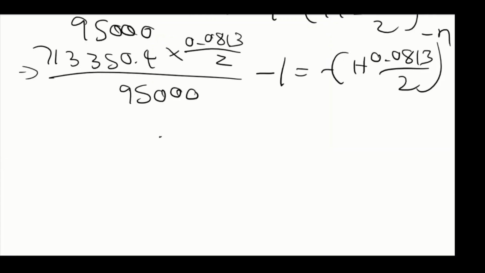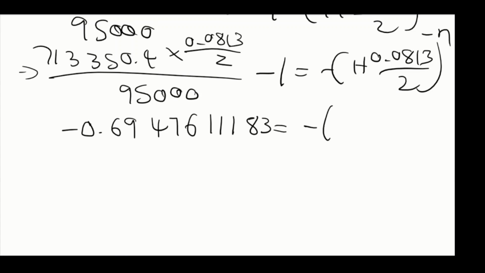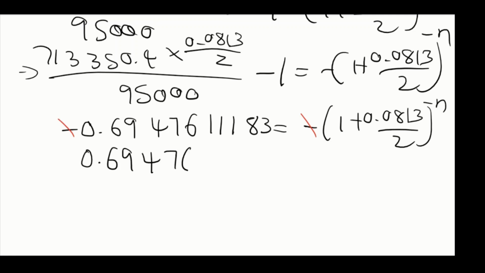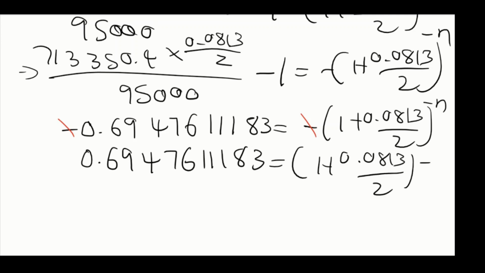So the answer that we're going to get here is going to be minus 0.6947611183, which is equal to minus 1 plus 0.0813 over 2 to the power of minus n. So the minus will divide out. We will remain with 0.6947611183 equals 1 plus 0.0813 over 2 to the power of minus n.